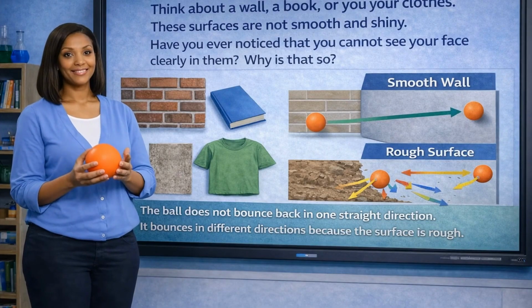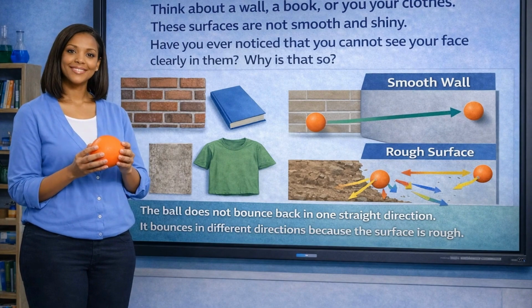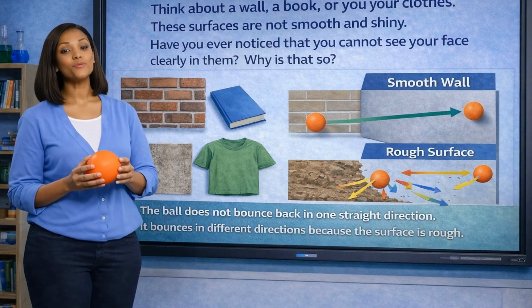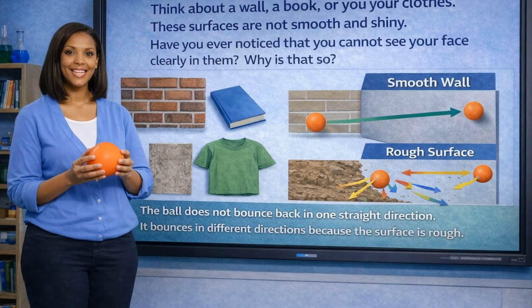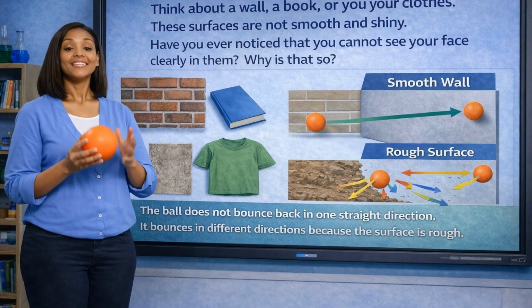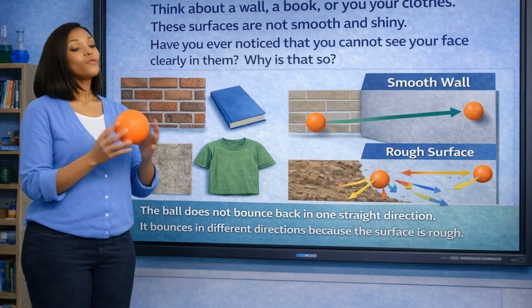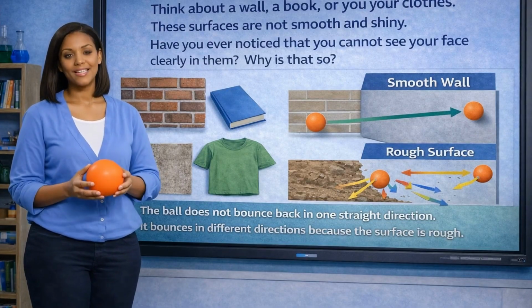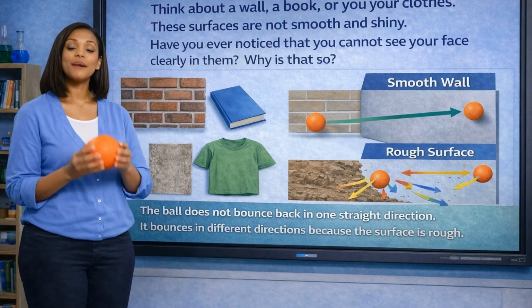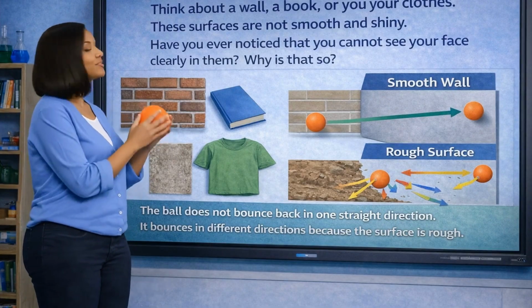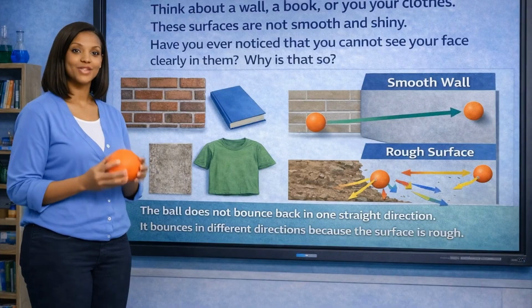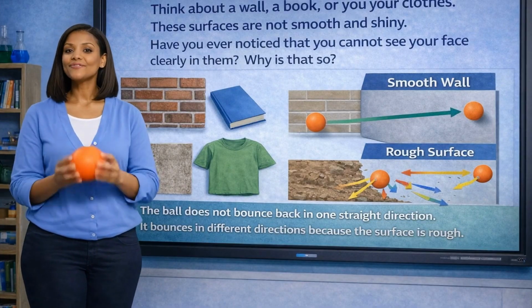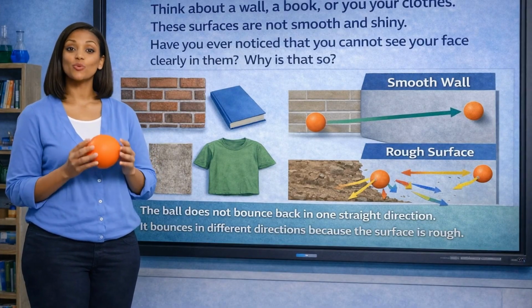Think about a wall, a book, or your clothes. These surfaces are not smooth and shiny. Have you ever noticed that you cannot see your face clearly in them? Why is that so? Let us use our ball again. When you throw a ball onto a smooth wall, it bounces back in a clear and predictable direction. But when you throw it onto a rough surface, the ball does not bounce back in one straight direction. It bounces in different directions because the surface is rough.